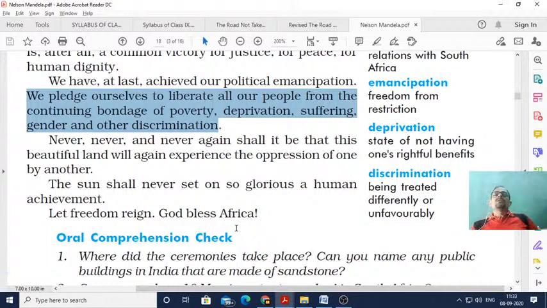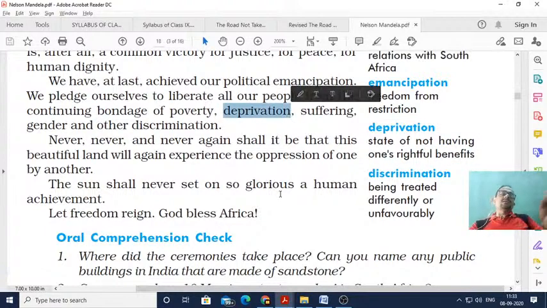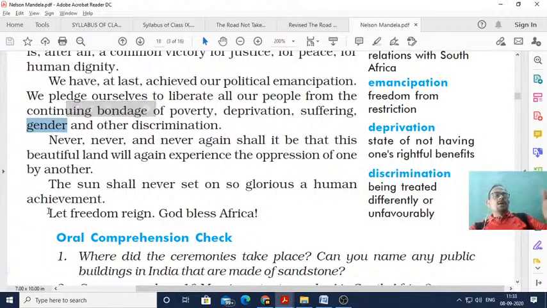So the literal meaning of deprivation is the state of not having one's rightful benefits, and here deprivation refers to the basic right of human beings to have food, cloth and shelter and freedom of expression. So now this black government is going to liberate all the people, especially the black people, from the bondage of poverty, deprivation, suffering, gender and other discrimination. There will not be any gender discrimination also. There will not be any discrimination among men and women and other kinds of discrimination.